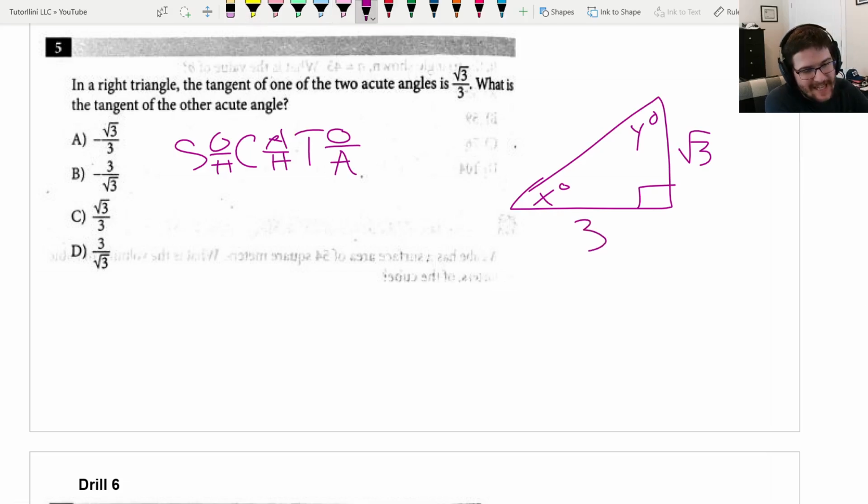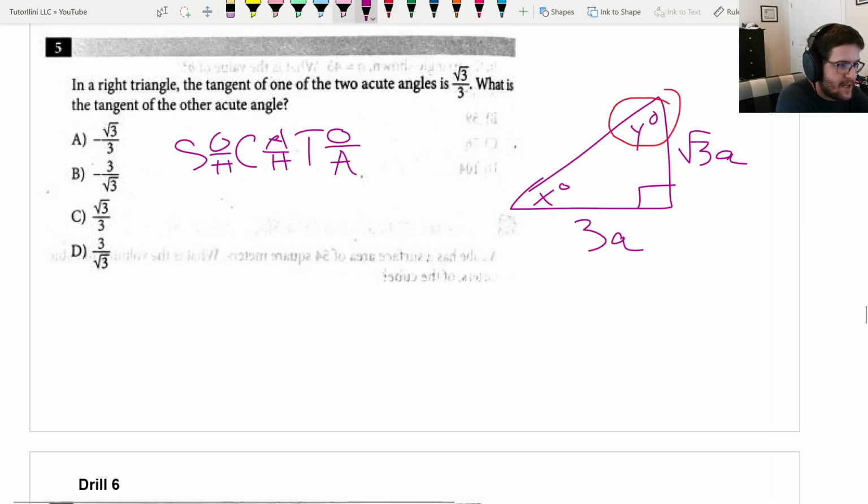And if you want, technically they don't have to be root 3 over 3. They just need to be in that ratio. So if you want, we could put an a here. It doesn't matter. Okay, so now we're going to go to the other acute angle, the y. So we started with tan x, and now we're switching to tan y.